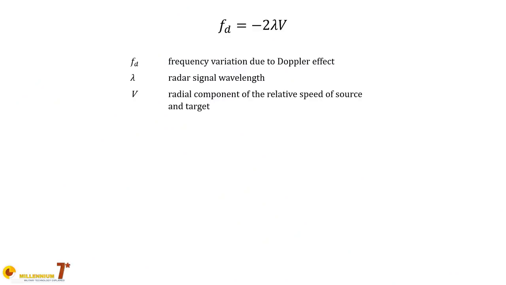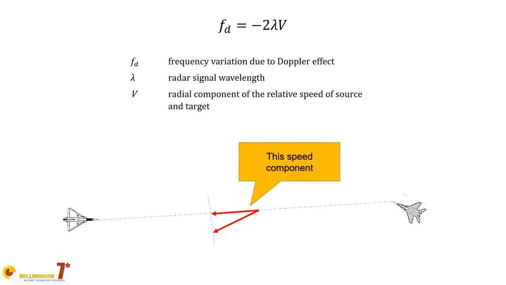The Doppler variation of the frequency is expressed by this equation, where FD is the frequency variation, lambda is the wavelength of the radar signal, and V is the radial component of the relative speed of source and target. Conventionally, if source and target are moving away, V is counted as positive, hence the Doppler shift is negative, and it subtracts from the original frequency.